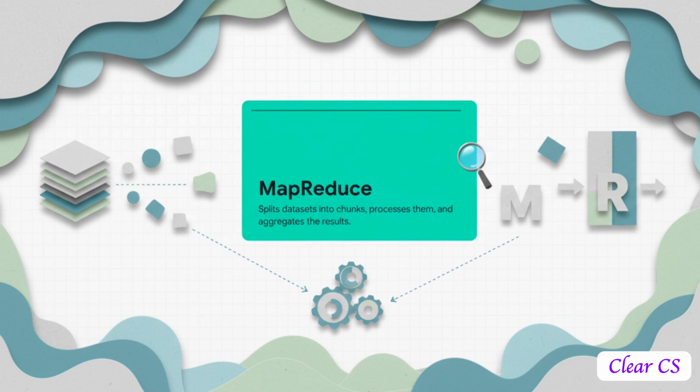It's a programming pattern that takes large data sets, splits them into independent chunks, which is the map phase, processes them all independently, and then aggregates the final results together. That's the reduce phase.